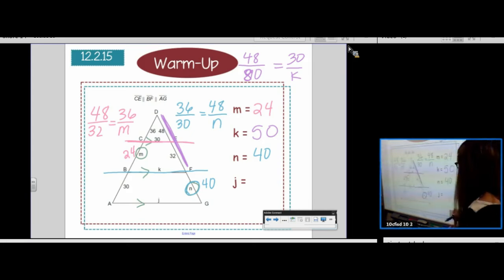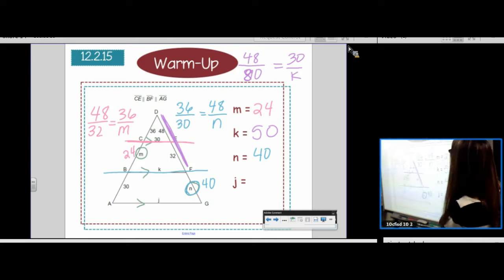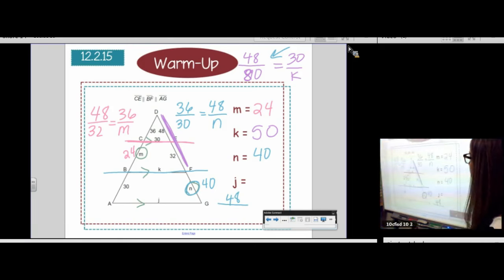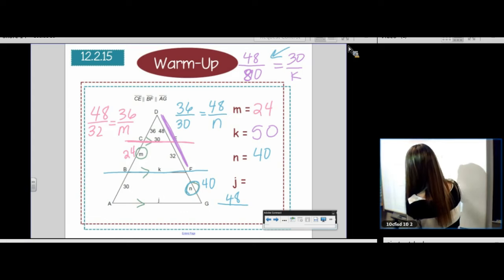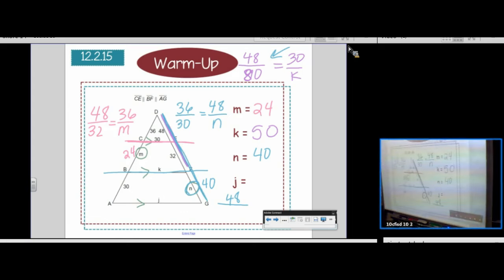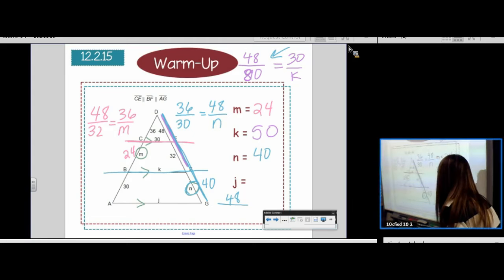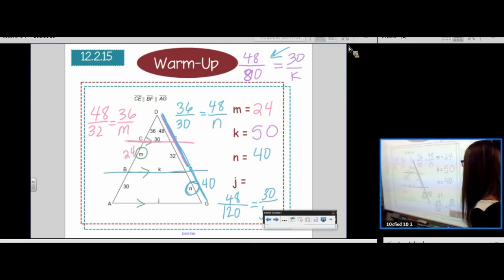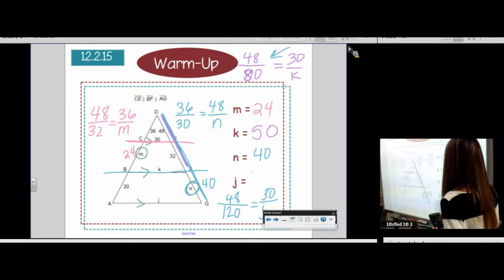Now we need to find J. My picture has gotten very messy. But we're going to do the same thing we did up here, but now we're just going to do it for J. So 48 is to, I don't want to say is to 80. I'm using J, so I need this whole side. I'm looking at the big triangle now. 48 plus 32 plus 40, 120. 48 is to 120 as 30 is to J. Whew, it's a lot of steps, huh? 120 times 30 divided by 48. 75.